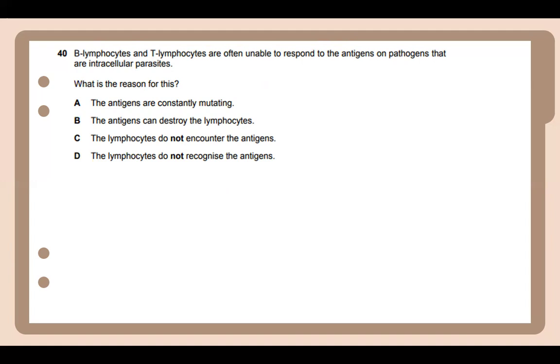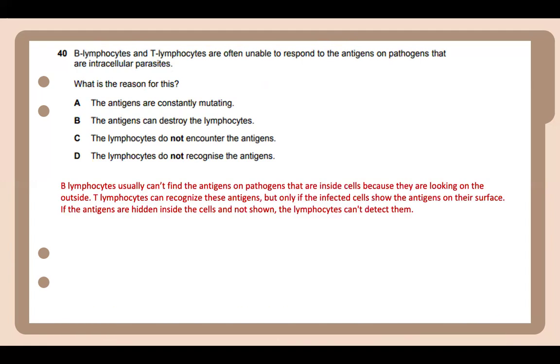B lymphocytes and T lymphocytes are often unable to respond to the antigen on pathogens that are intracellular parasites. What is the reason for this? B lymphocytes usually cannot find the antigen of pathogens that are inside cells because they are looking on the outside. T lymphocytes can recognize this antigen, but only if the infected cell shows the antigen on the surface. If the antigens are hidden inside the cells and not shown, the lymphocytes can't detect them.